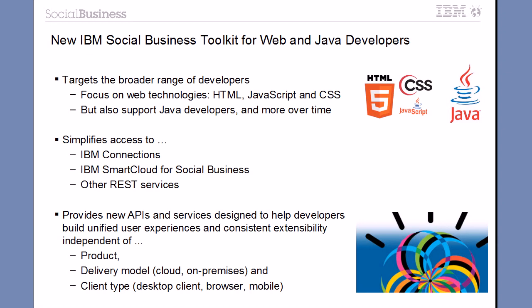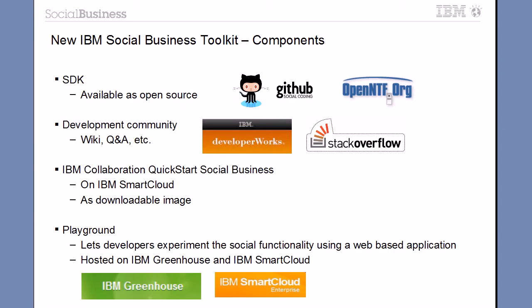The toolkit provides new APIs and services that allow a consistent extensibility independent of product, delivery model, and client type. The new IBM Social Business Toolkit has several components. The first one is the SDK that can be installed and run on Java-based application servers. As of today, the SDK is available as open source on OpenNTF.org and in the OpenNTF space on GitHub.